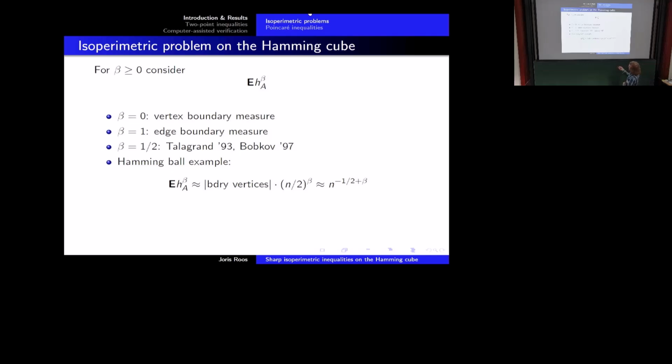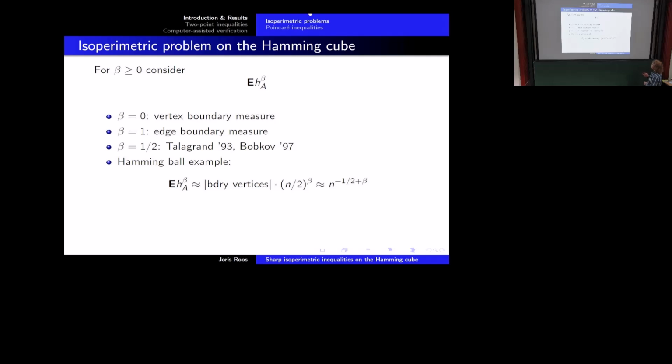So the hummingbird example is a particularly simple one because for each boundary vertex we have exactly the same number of edges that point to the outside, right? So if you have exactly n divided by 2, say n is even, many bits that are equal to 1, then you just flip one of the zeros to 1, and then you're outside, right?